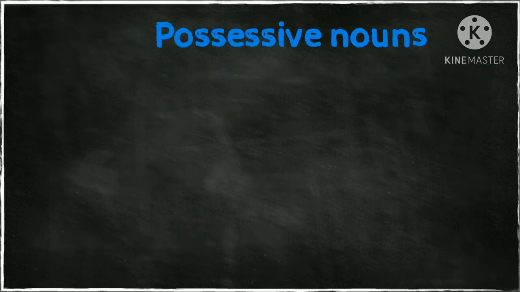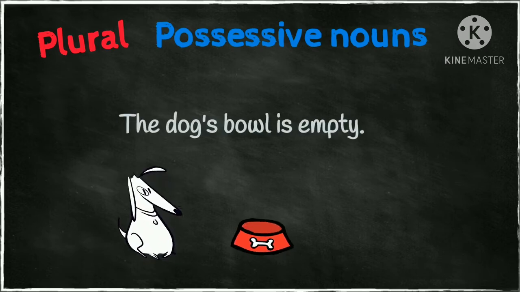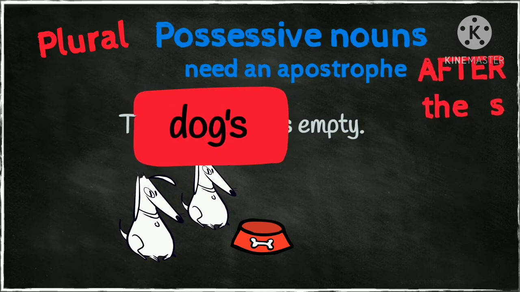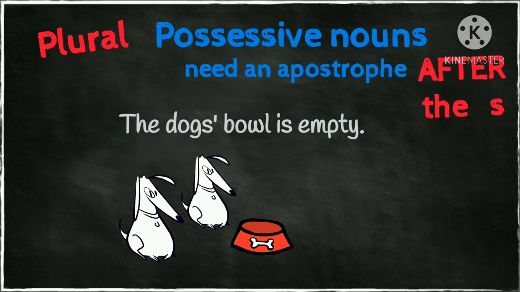The rule changes slightly when showing possession with a plural noun. Let's go back to our first sentence. But now let's imagine 2 dogs sharing the bowl. The apostrophe is moved to after the S. The dogs' bowl is empty. From this, we know that the bowl belongs to more than one dog.